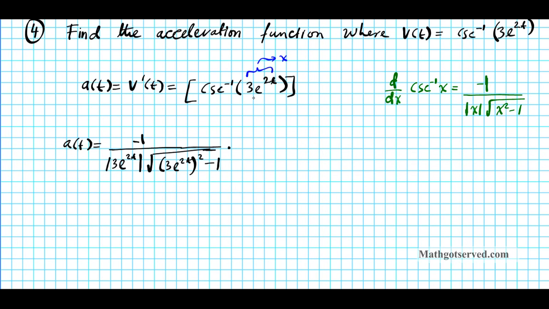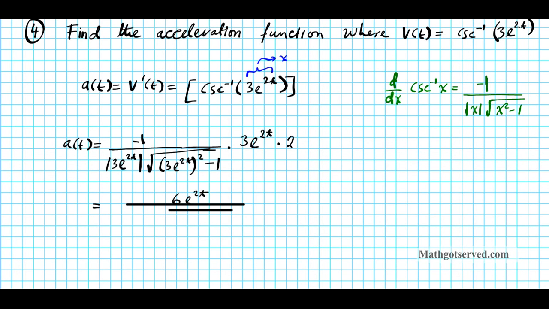If you differentiate 3e to the 2t, you're going to have 3e to the 2t, and then when you differentiate the innermost function, which is 2t, you're just going to have 2. Alright, so let's go ahead and simplify that. If you simplify that, we're going to have in the numerator 6e to the 2t, and in the denominator that's divided by, let's see what it's divided by.